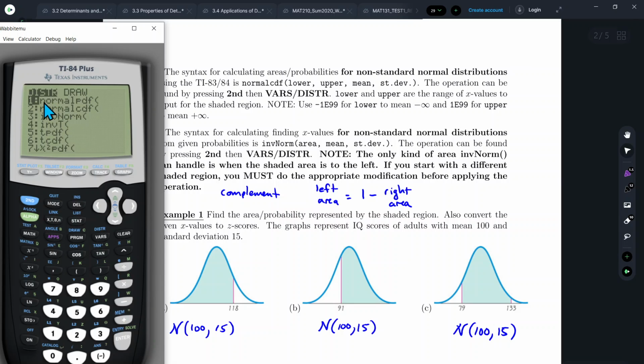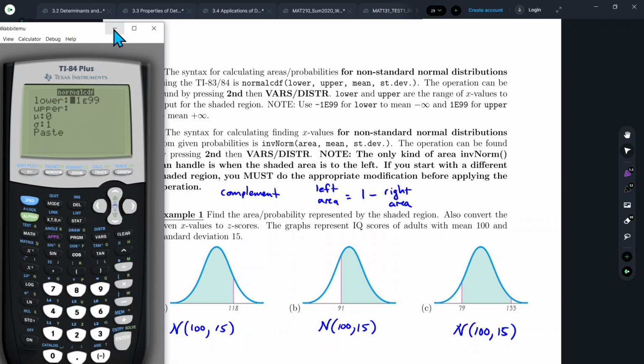Be careful, there are two operations here that look very similar. One is normalpdf and the other is normalcdf. The one we want is normalcdf, for cumulative distribution function. Depending on which version of the calculator you have, you might have a screen like this, or you might have to enter the command by putting in the parameters lower, upper, mean, and standard deviation separated by commas. My calculator is like this, so I would just enter the four parameters into the screen.